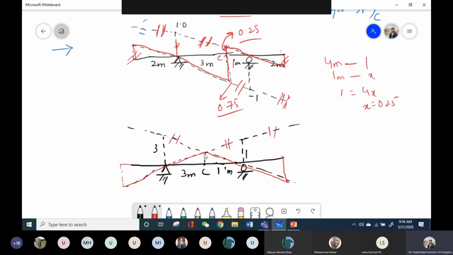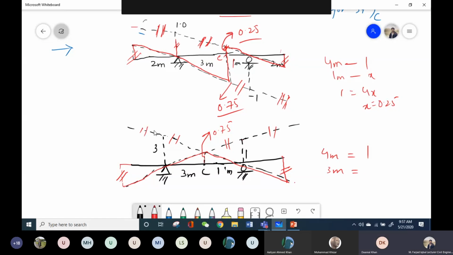Now can anyone give me this component? For 4 meters, the component is 1. So what will be the component for 3 meters? I'm considering this triangle. For 4 meter distance, the component is 1. For 3 meters, what will be the value? 0.75. So now you have got one value, and by solving the simple triangle, you will get these two values as well. So this is another quick method to plot the bending moment for any kind of beam.